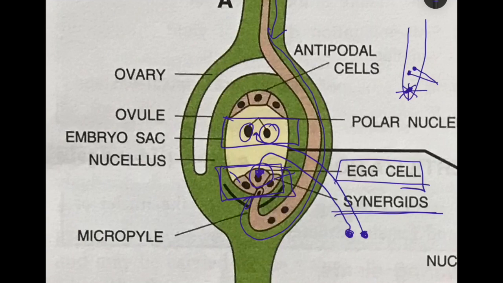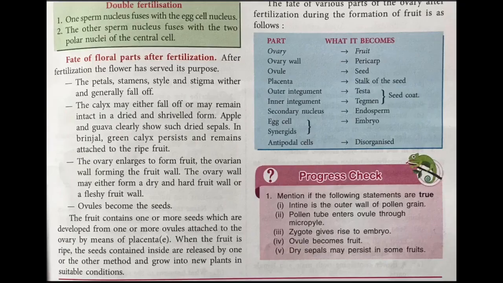So in double fertilization, what happens? 1 sperm nucleus fuses with the egg cell here, and the other sperm nucleus fuses with the 2 polar nuclei of the central cell. So that is known as double fertilization.